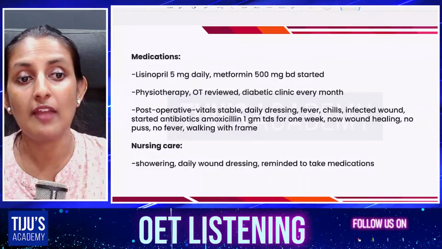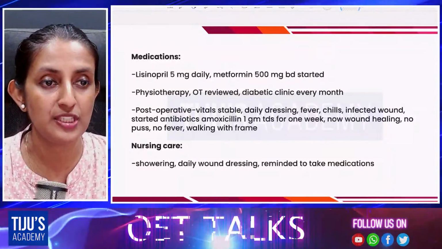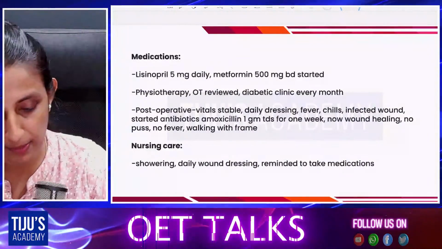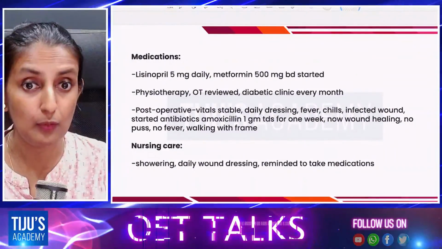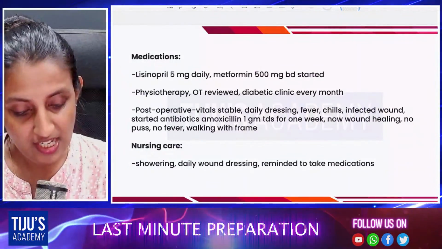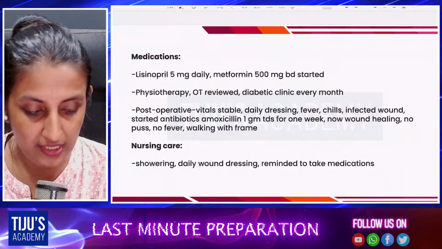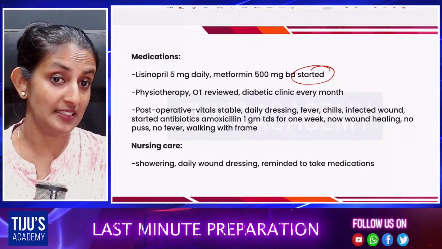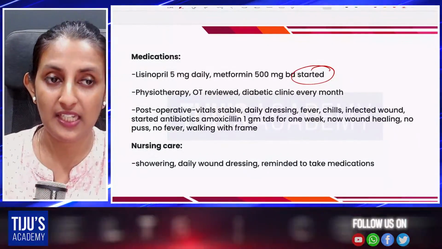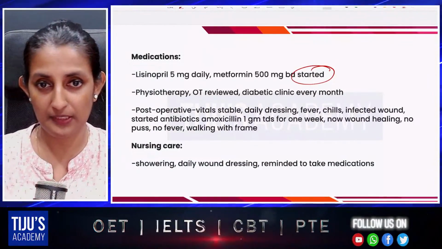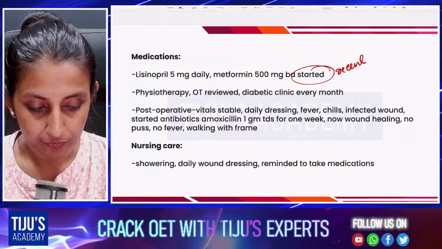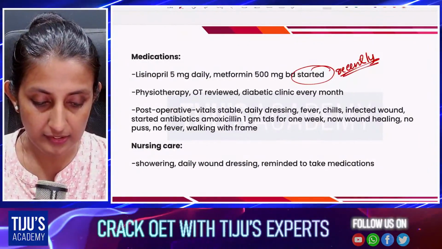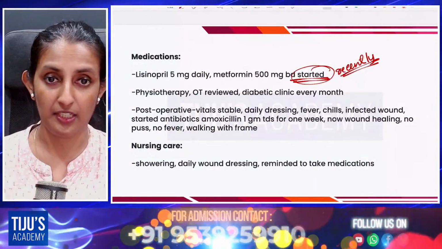So lisinopril 5 mg daily, metformin 500 mg started. So what happened with this patient is he had hypertension and high blood glucose, and diabetic medication was started, which means this is not something that he has taken already. This is something that he has started after coming to the hospital. So this is something that happened very recently, that's why it says started.